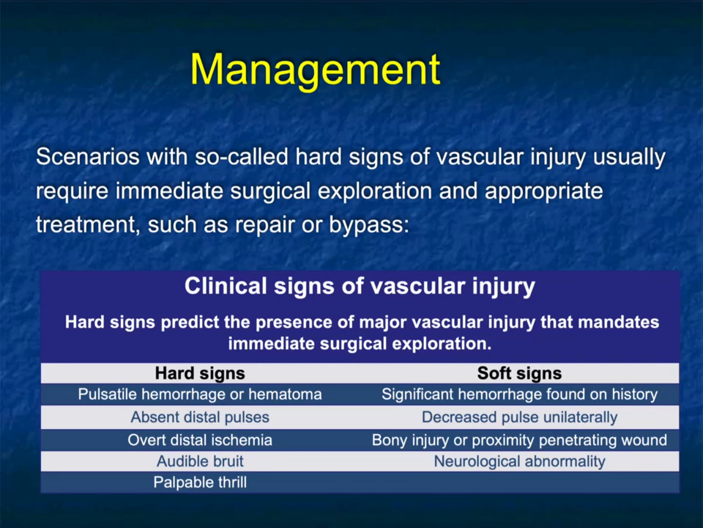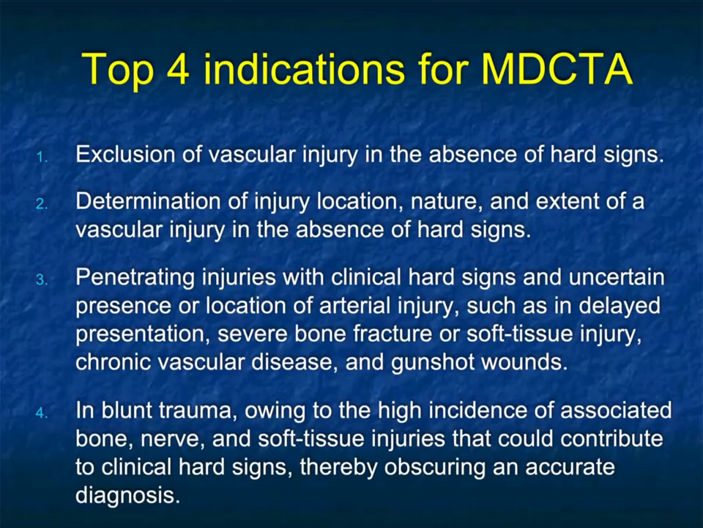Now, when you talk about the clinical signs of vascular injury, there are typically hard and soft signs. Hard signs predict the presence of major vascular injury that takes the patient to surgery. Do not stop and get a CT. These include pulsatile hemorrhage or hematoma, absent distant pulses, overt distal ischemia, an audible bruit or a palpable thrill. Typical soft signs: hemorrhage based on history, decreased pulse but the pulses are still there, bony injury or proximity of a penetrating wound to where vessels might be, and of course, neurologic abnormalities.